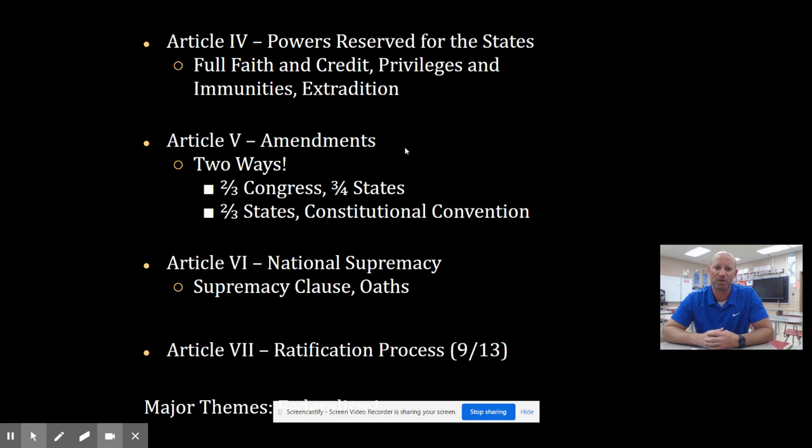So that is Article 4. Article 5. Article 6 now is national supremacy. So basically, Article 6 says supremacy clause, basically stating that the federal government and the Constitution are above any state and/or local law. So if there's a law that is conflicting between the state and the national government, the national law will remain supreme over the state law.